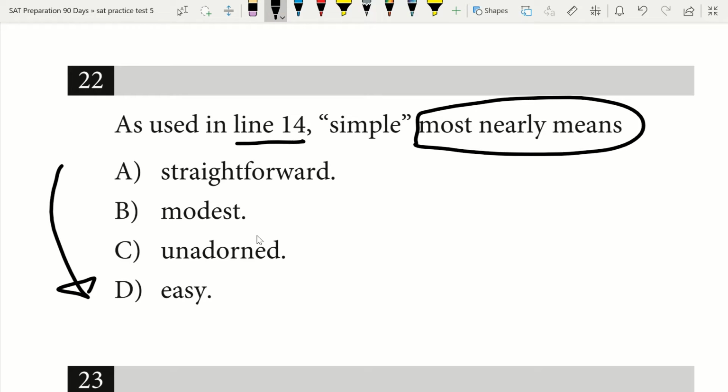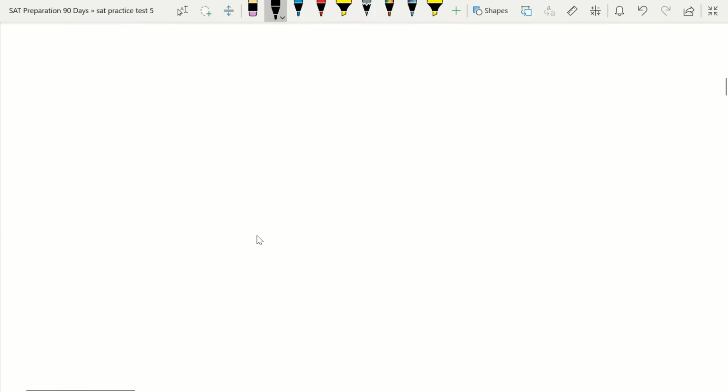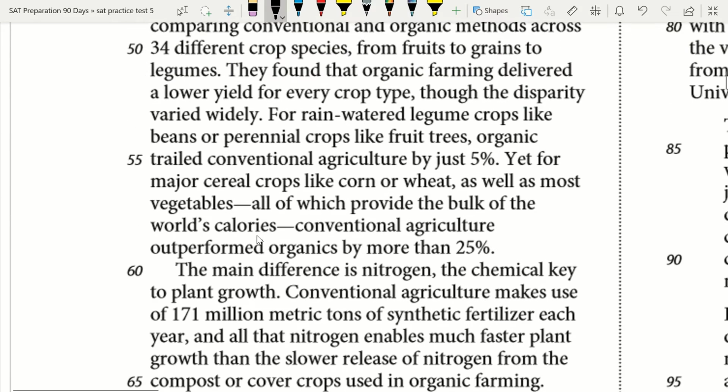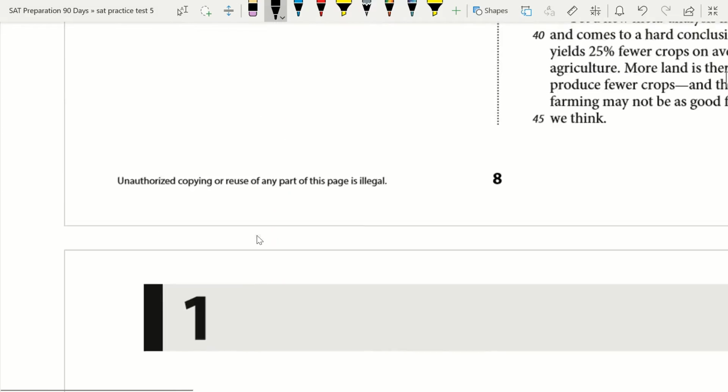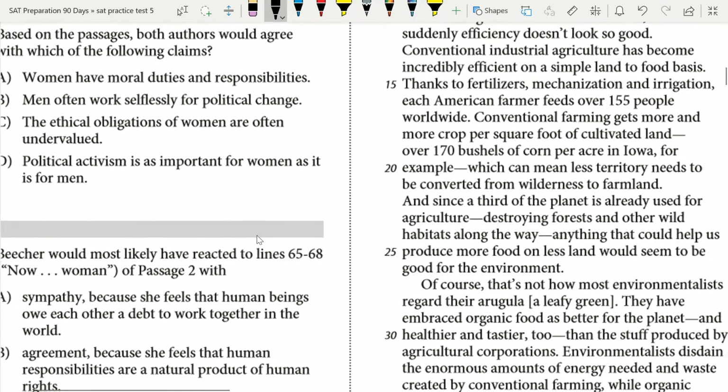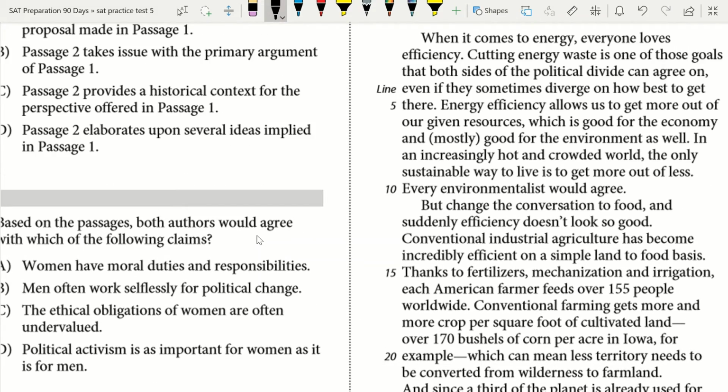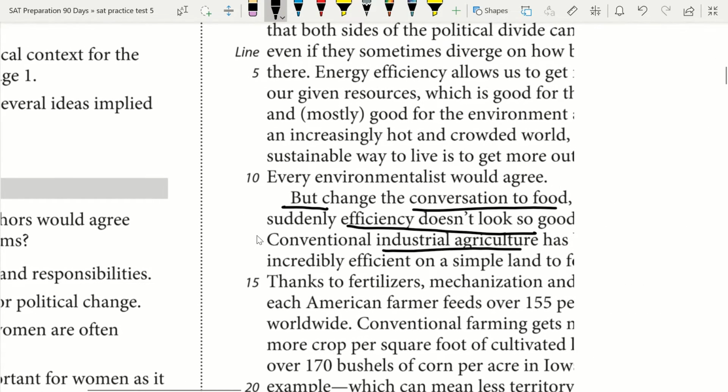So in this case, let's take a look at how I would approach this. I'd read it, I'd say, "As used in line 14, simple most nearly means." I'd go to line 14 and find the word simple, and I'd come up with what I think it would mean in that context. So let's go back to line 14 and find simple. We see line 14 on the right side of my screen: "But change the conversation to food, and suddenly efficiency doesn't look so good. Conventional industrial agriculture has become incredibly efficient on a simple land-to-food basis."